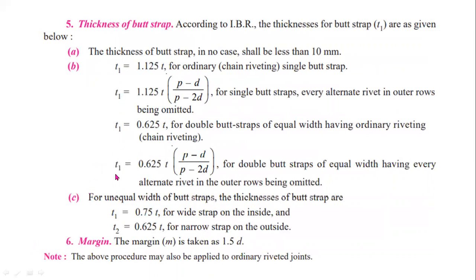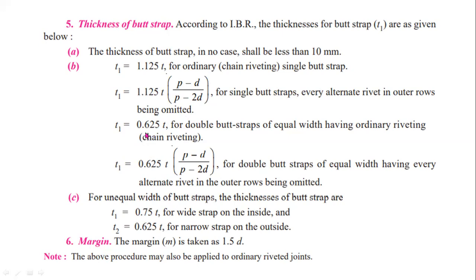Now these are the values for the thickness of the butt straps. The thickness of a butt strap in no case shall be less than 10 mm. T1 is the thickness of the butt strap. T1 equals 1.125 into T for ordinary single butt straps. T1 equals 1.125 T into (P minus D) by (P minus 2D) for single butt straps, every alternative rivet in the outer rows being omitted.